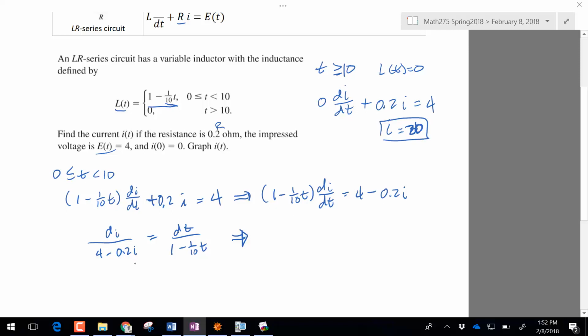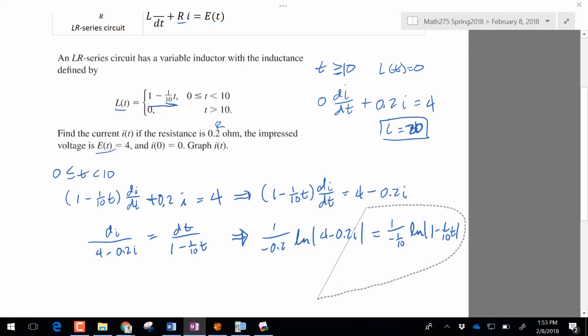So I'm going to do a u substitution and divide by the coefficient. So I think it's 1 over negative 0.2 ln of 4 minus 0.2I on the left side. And then we have 1 over negative 1, sorry, 1 minus 1 over 10t. Is that good? No. What's missing? Plus c.